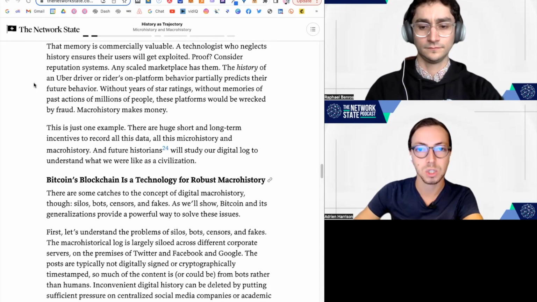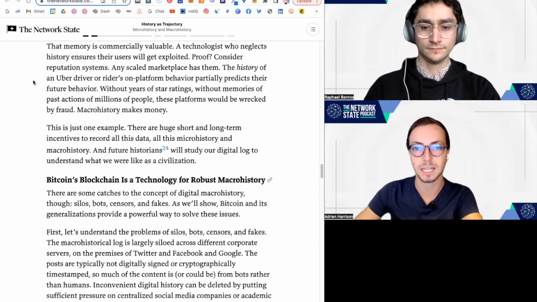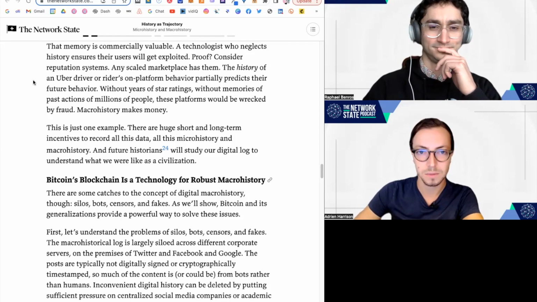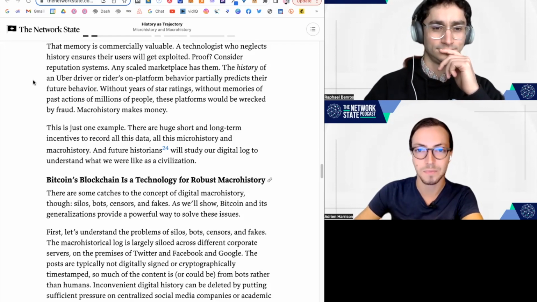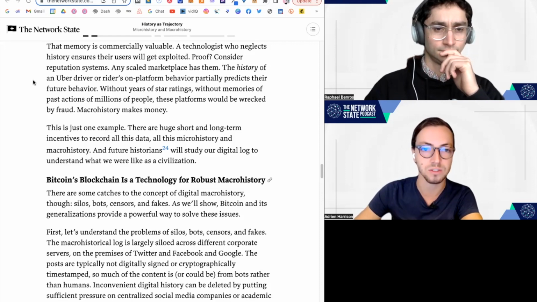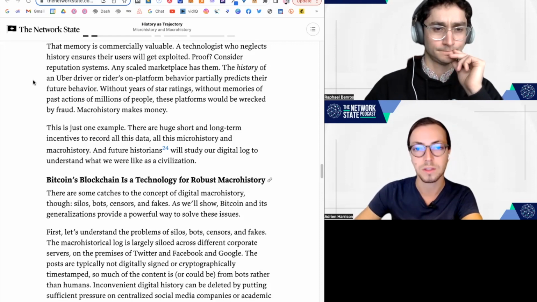That memory is commercially valuable. A technologist who neglects history ensures their users will get exploited. Proof? Consider reputation systems. Any scaled marketplace has them. The history of an Uber driver or rider's on-platform behavior partially predicts their future behavior. Without years of star ratings, without memories of past actions of millions of people, these platforms would be wrecked by fraud. Macro history makes money.